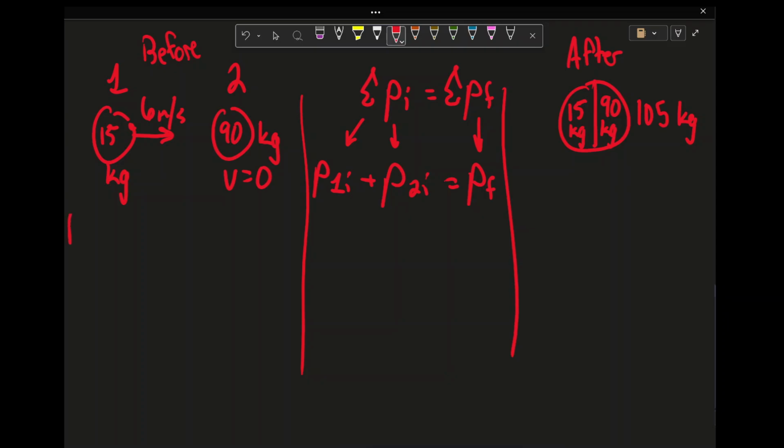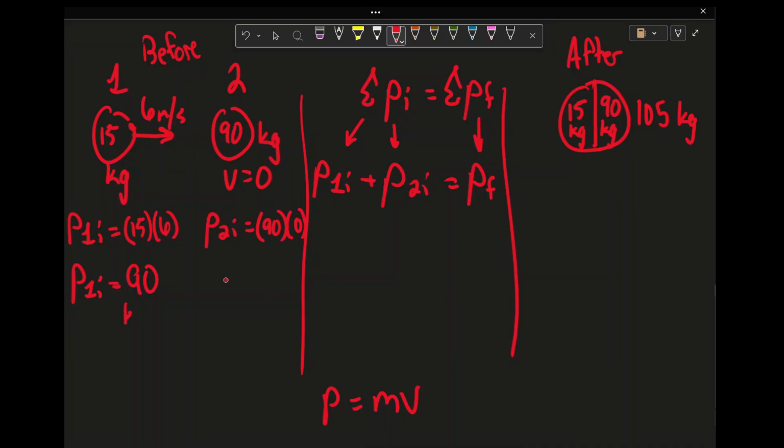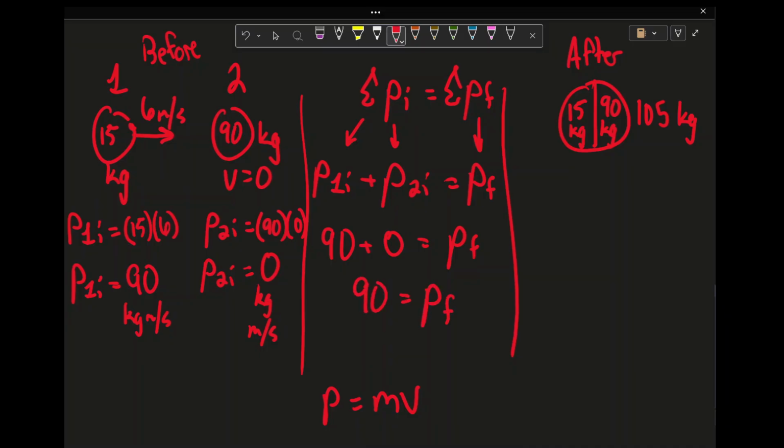Once we have this, now we ask the question of what can I solve for? And I have enough information to solve for P1 initial and P2 initial. The formula for momentum is P equals mv. So P1 initial is 15 times 6. P2 initial is 90 times 0. So P1 initial is going to be 90 kilogram meter per second, and P2 initial is just going to be 0 kilogram meter per second. So now P1 initial is 90, P2 initial is 0. That equals P final. So that means our total amount of momentum is 90 kilogram meter per second.